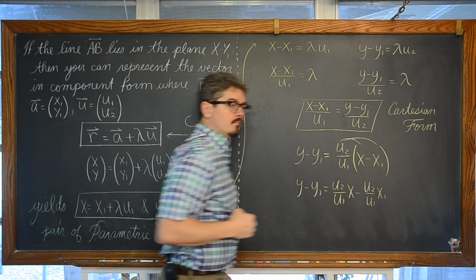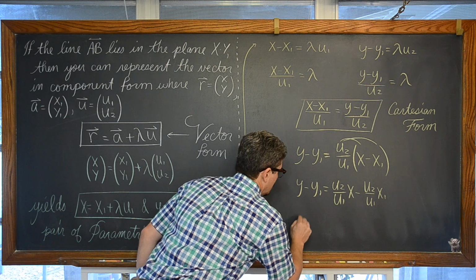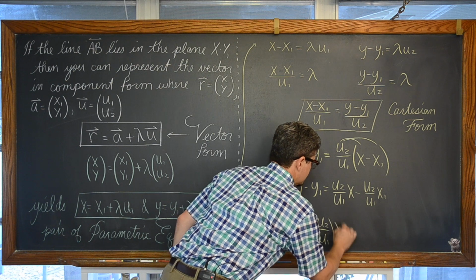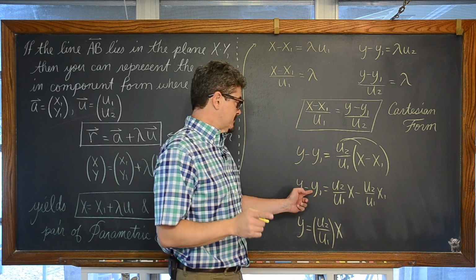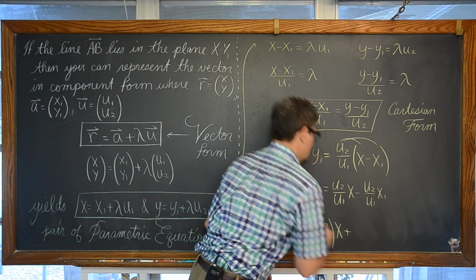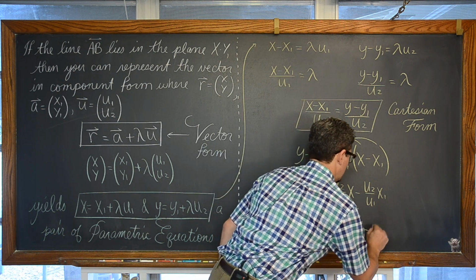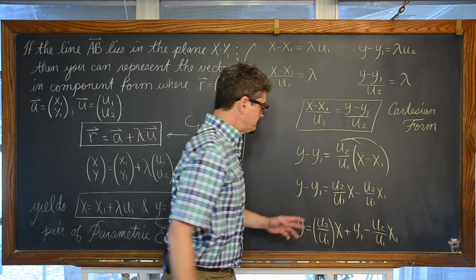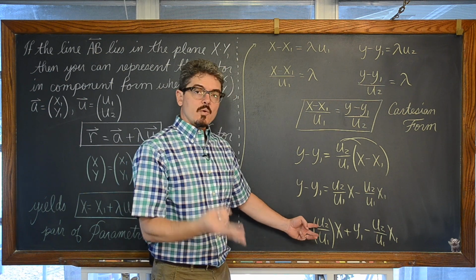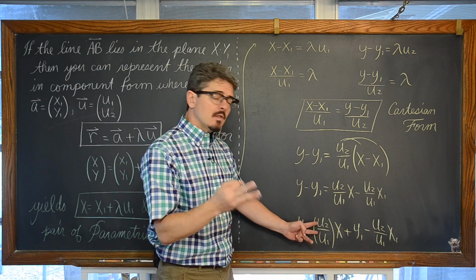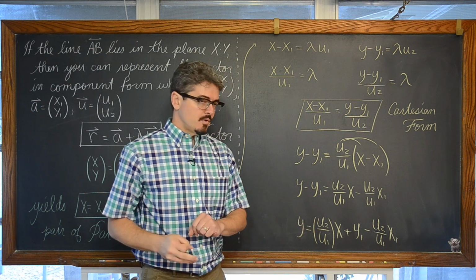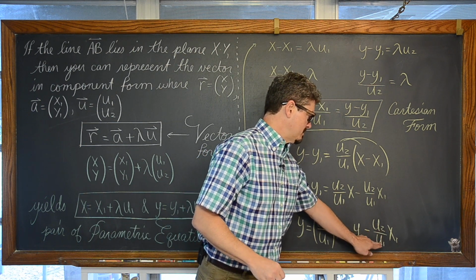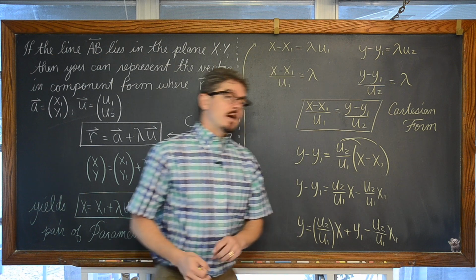And now adding that y sub 1 over to the other side, and we have y is equal to u sub 2 over u sub 1 times x. And I'm going to go ahead, because this is going to be a positive term, write it first and have plus y sub 1 minus u sub 2 over u sub 1 x sub 1. Now this cleans up to basically, this is the gradient, this is the slope, the rate of change for a line, u sub 2 over u sub 1, and this whole term here, y sub 1 minus u sub 2 over u sub 1 times x sub 1, that's the y-intercept of our line.